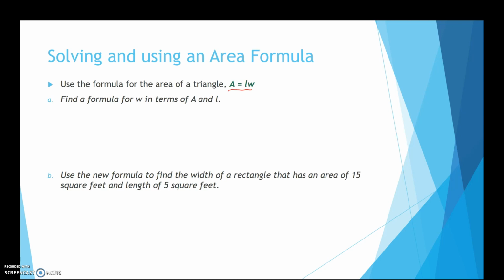A question you might see in your bookwork is: find a formula for W in terms of A and L, for area and length. So what we're technically solving for here is W. I'll write out the formula A equals L times W. We're solving for W. To get rid of my L, the opposite of multiplication is division, so I'll divide both sides by L. My formula will now be width equals area over length. And that will be my answer.